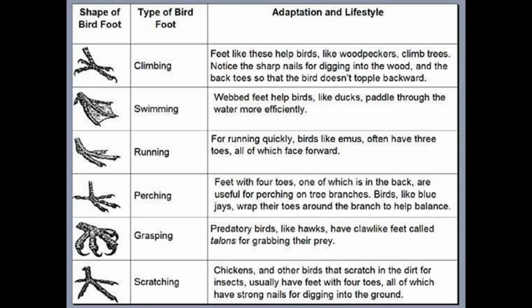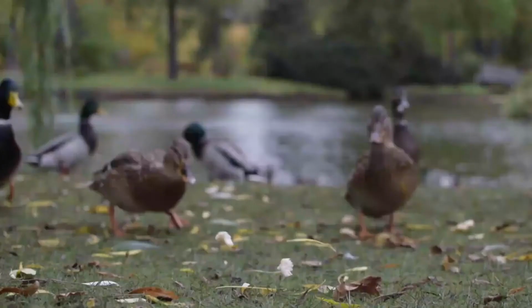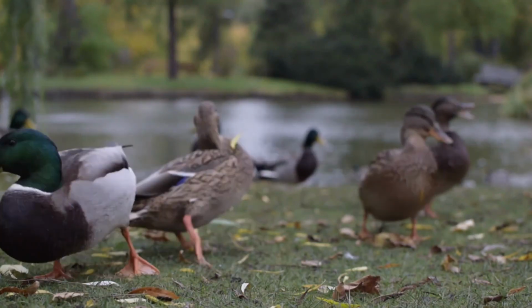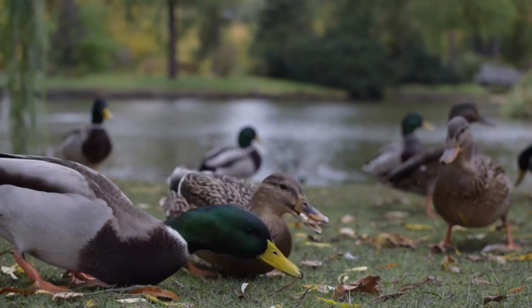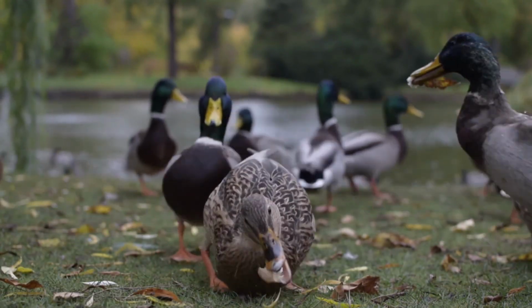Birds which climb trees have two toes forward and two toes backward, which help them climb. For example, we can see the toes of woodpeckers. They have sharp nails for digging into the wood. Swimming birds have webbed toes. These help them swim and paddle through water. For example, the feet of ducks.